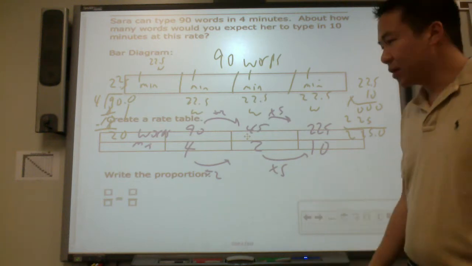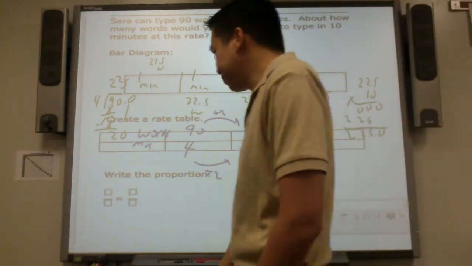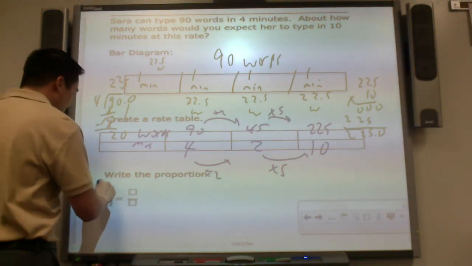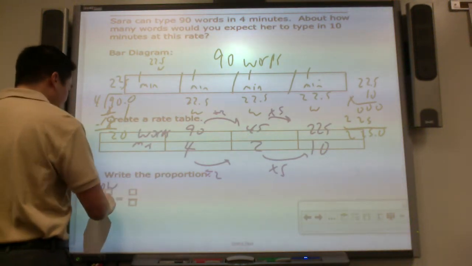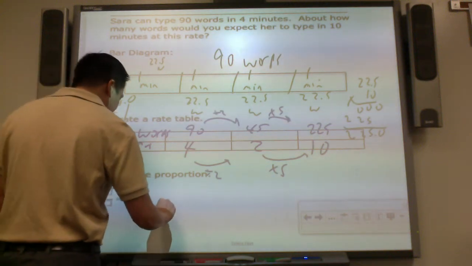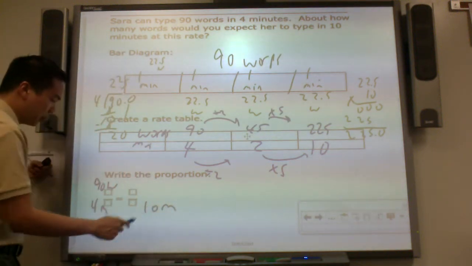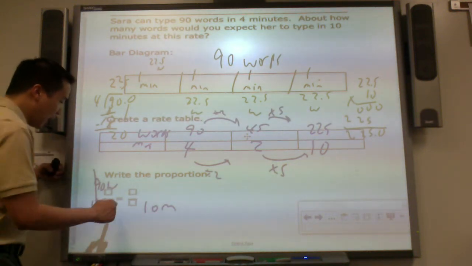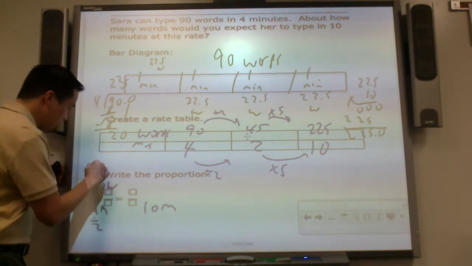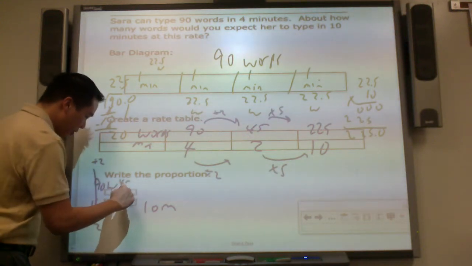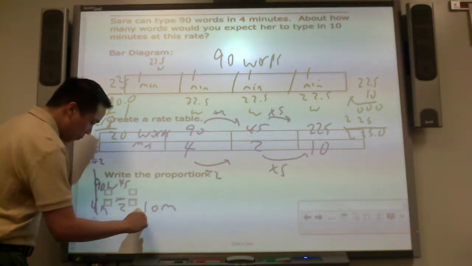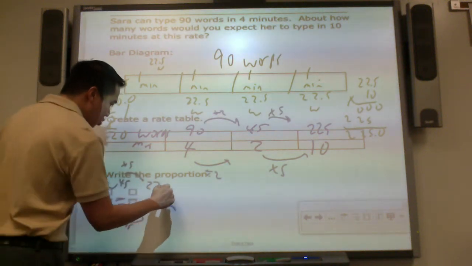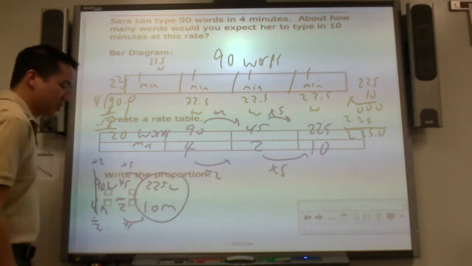Some people like that. Some people would rather do a proportion. I don't know if you realize, but ratio and proportion are the exact same thing. So this is 90 words in 4 minutes. I need to build it up to 10 minutes. Can 4 build up to 10? No, I have to simplify this or break it down. Break it down by dividing by 2, and I get 45 over 2. Now I build it up by 5, and 225 words for every 10 minutes.